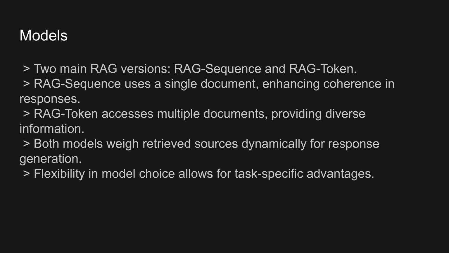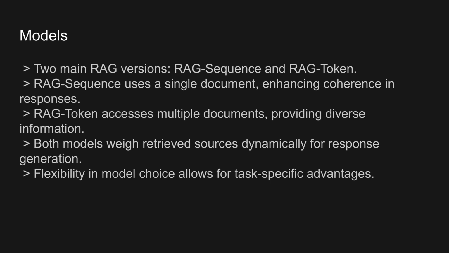With RAG token, there's always a balance. While it allows richer and potentially more accurate responses by drawing from different documents, the model has to manage coherence, making sure the response doesn't feel disjointed. Each token generation step marginalizes over a new top K document set, which can add diversity but requires careful tuning for clarity.